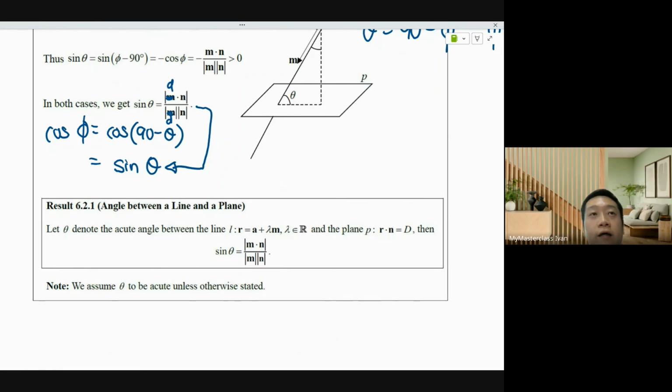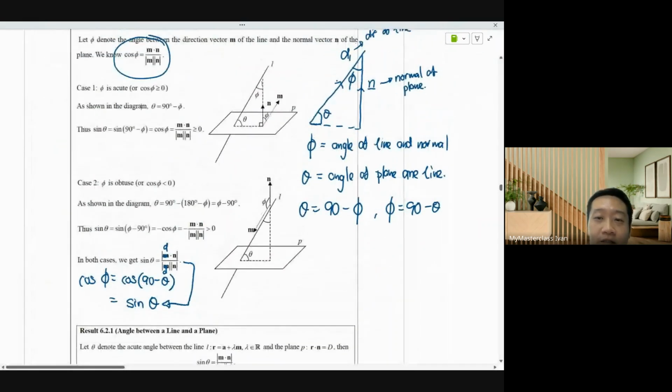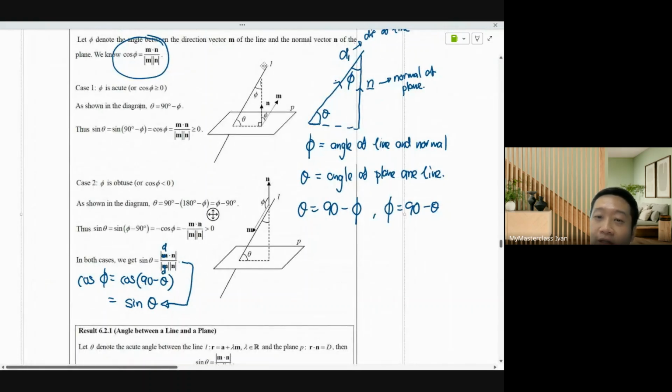So angle between a line and a plane, we cannot use cosine, we use sine. Why we use sine is because when we use cosine, we are finding the angle between the line and the normal.